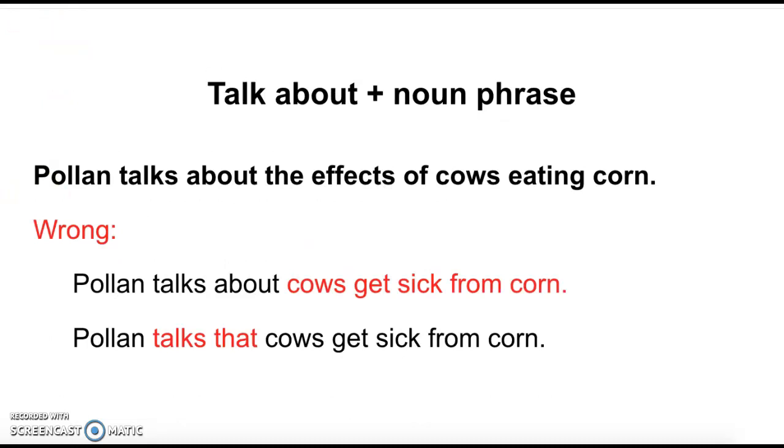It's important to know what a noun phrase is, because when you talk about, like Pollan talks about, after this about, you're going to put a noun phrase. So Pollan talks about the effects of cows eating corn. It would be wrong to say Pollan talks about cows get sick from corn. This is an independent clause with a subject and a verb. Instead, you want to use the noun phrase. You could say Pollan talks about cows getting sick from corn. Use the gerund instead of a regular verb.